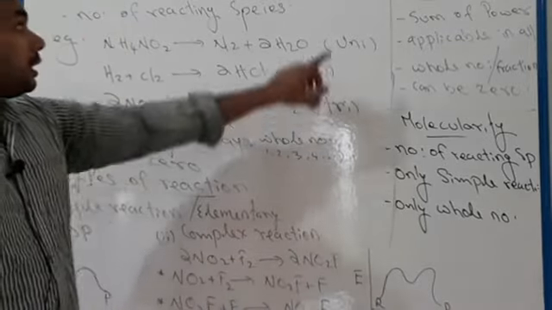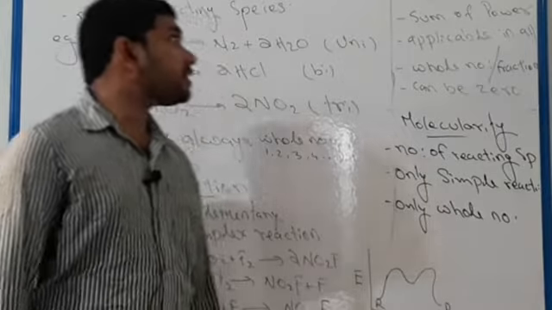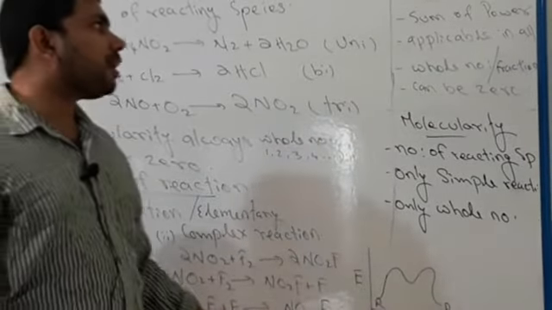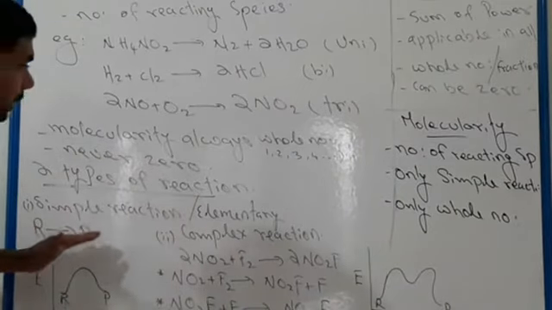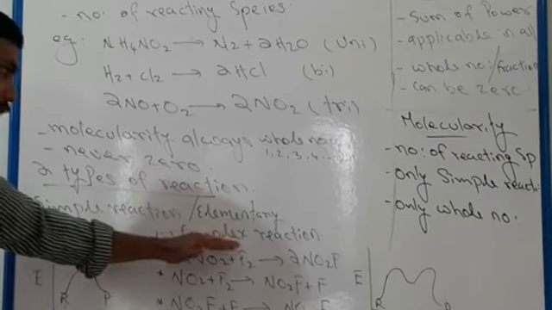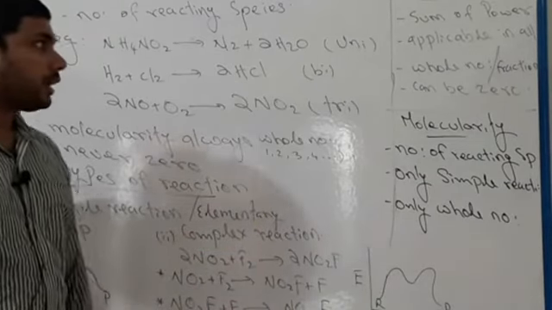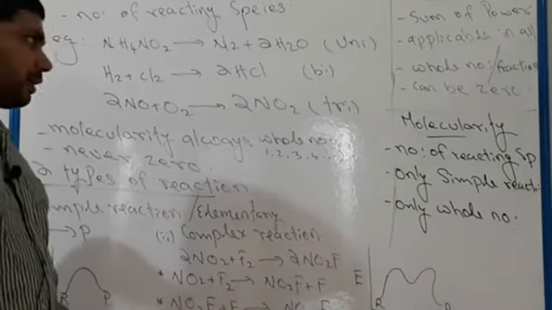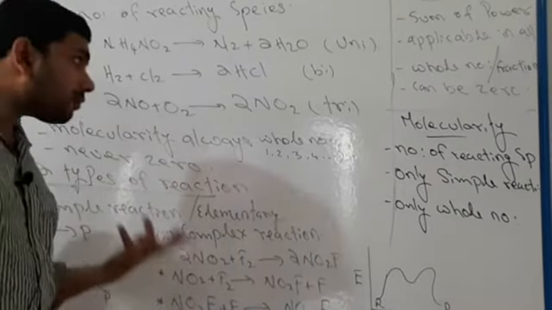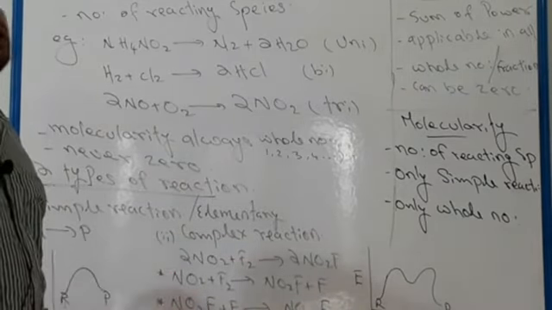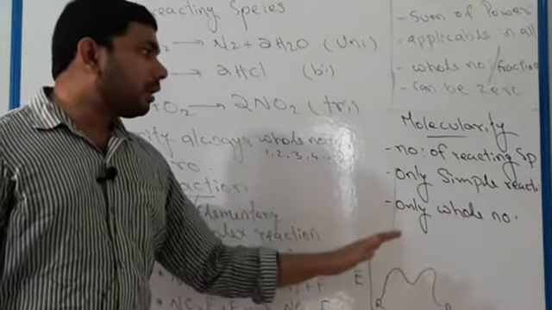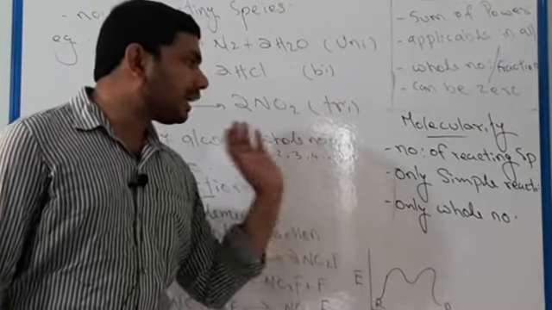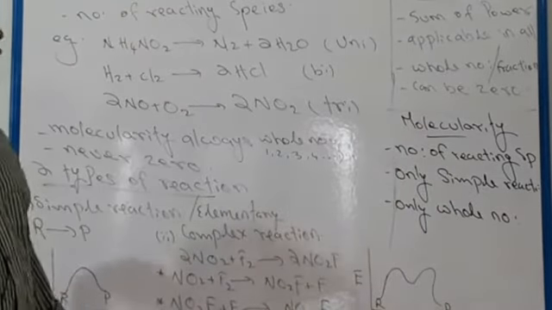Clear? Here the difference between order of reaction and molecularity we discussed already. Order of reaction means the sum of powers of concentration terms in the rate law expression. It is applicable to both simple reactions and complex reactions. Both elementary reactions and complex reactions, we can apply order of reaction, and order of reaction can be zero or a fraction. Molecularity means the number of reacting species that are actively involved in a chemical reaction. Molecularity is applicable only to simple, elementary reactions. Molecularity is always a whole number, not a fraction. Also, it cannot become zero. These are the major differences between order and molecularity.